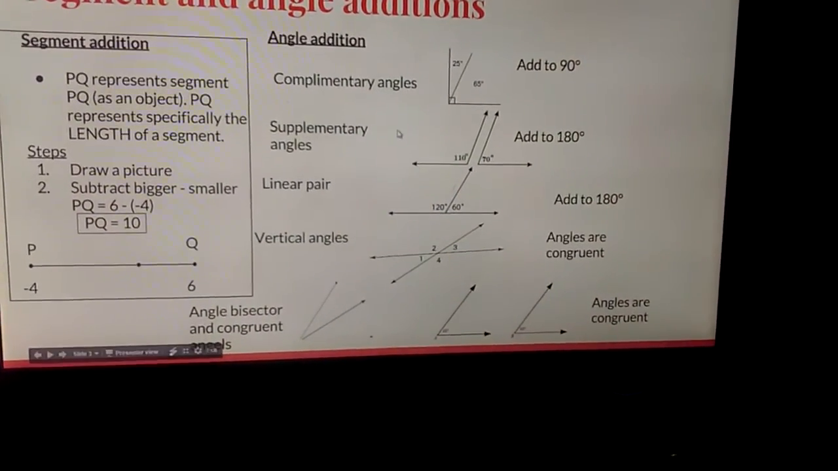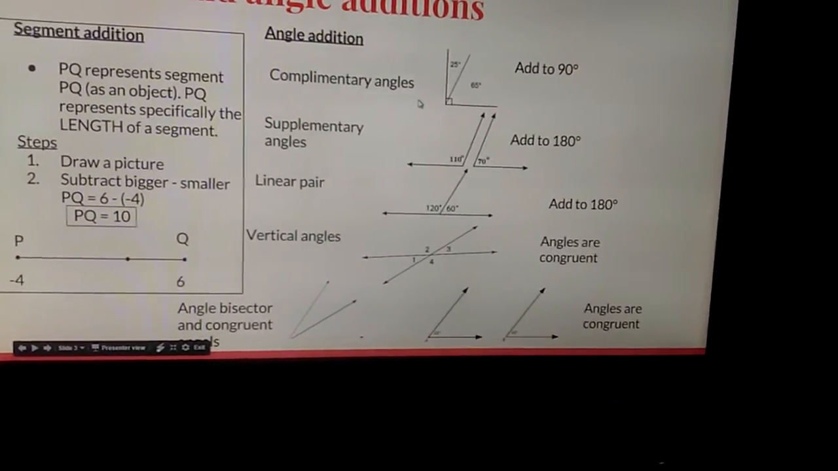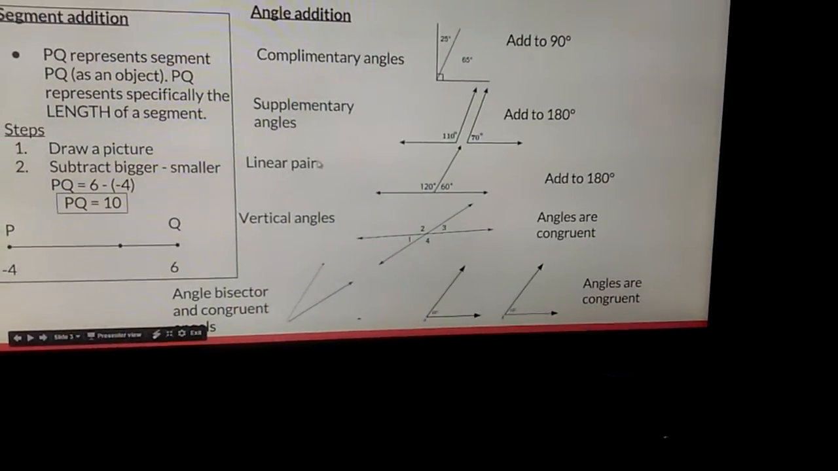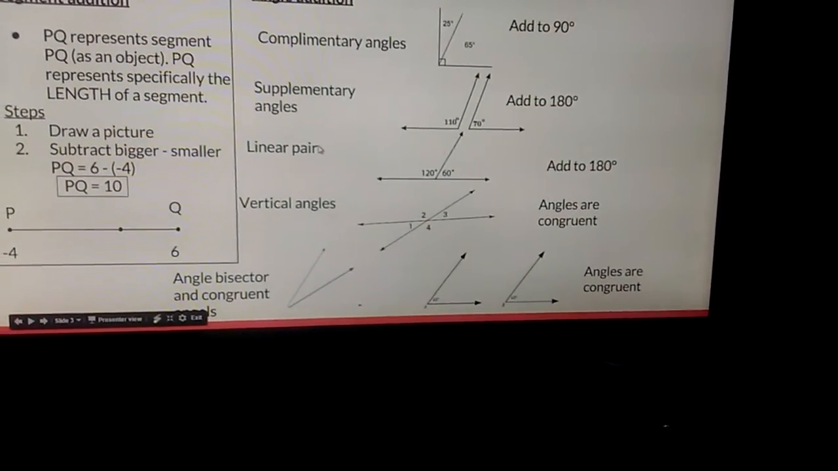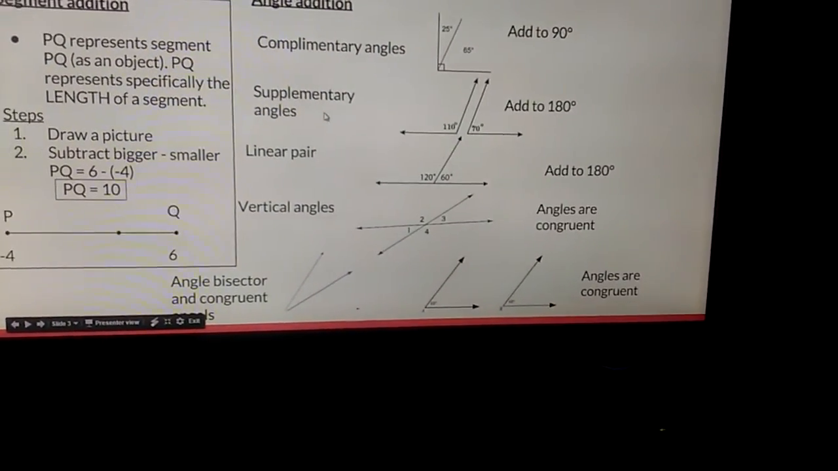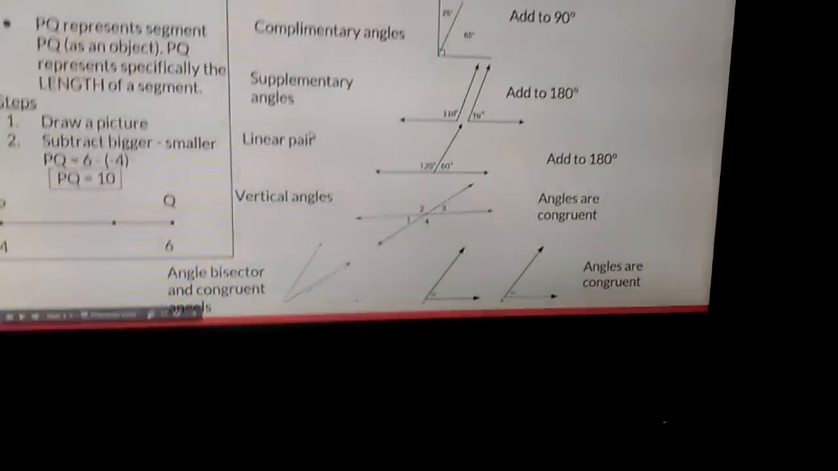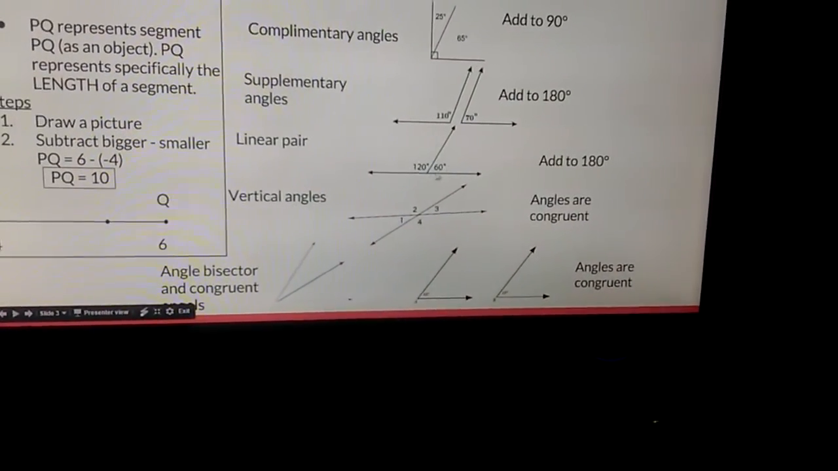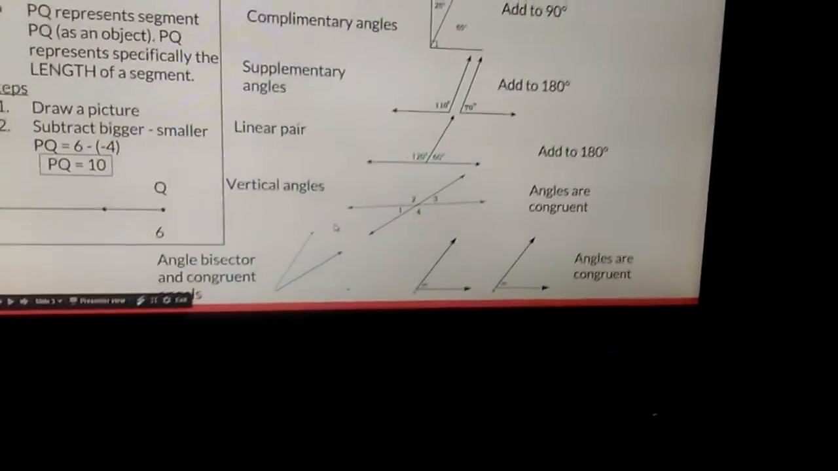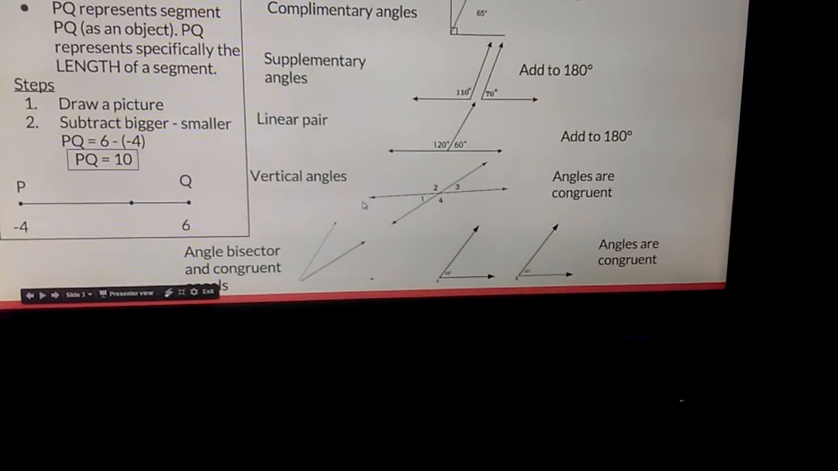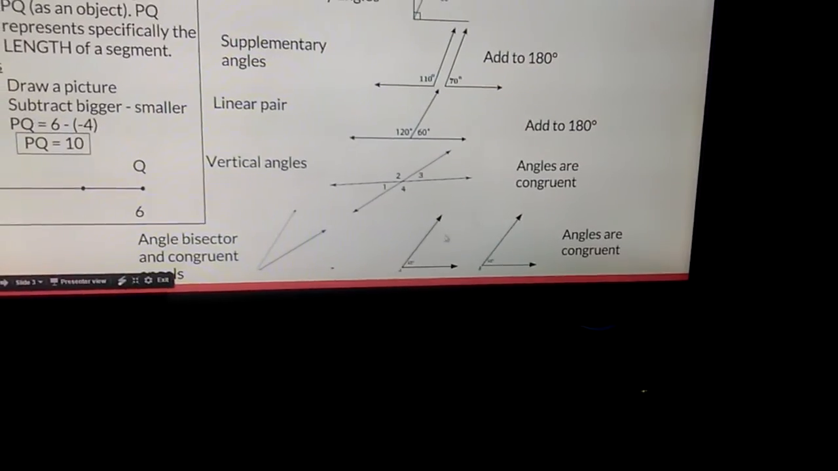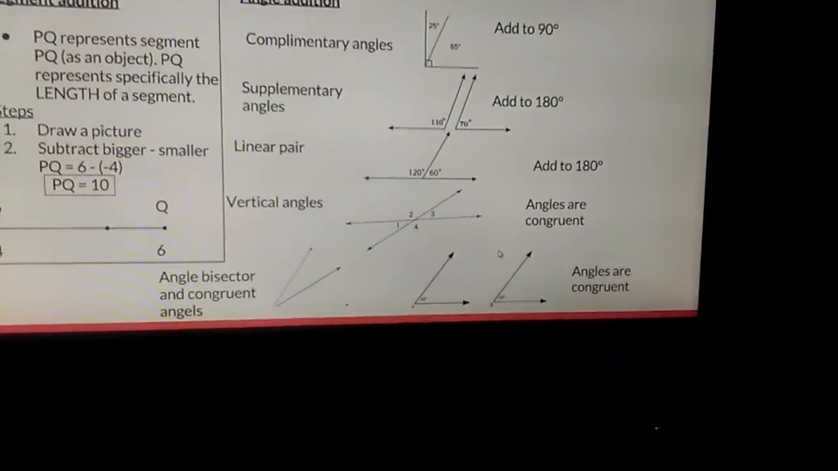And for angles, you have complementary angles, which add up to 90 degrees, supplementary angles, which add up to 180, linear pairs, which also add up to 180, and the difference between supplementary angles and linear pairs is that supplementary angles are two separate angles and linear pairs are connected. Vertical angles are congruent and angle bisectors create congruent angles, and congruent means that they are equal, that the two angles will be the exact same number.